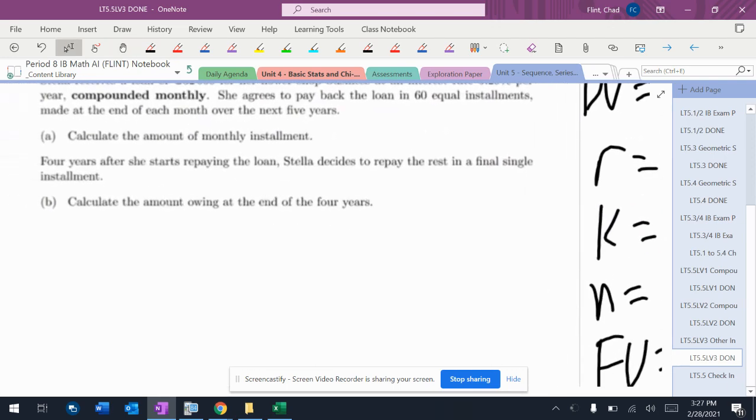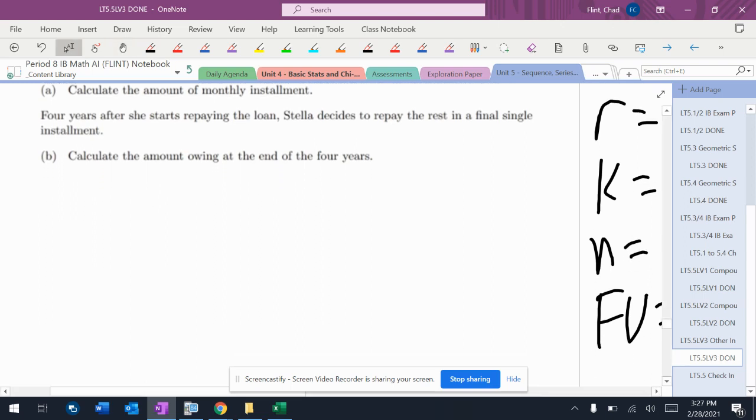So then it says 4 years after she starts repaying a loan, she decides to repay the rest in a final single installment. Calculate the amount owing at the end of 4 years. This is another really common financial question if you take any financial stuff. So what I need to know is what's the future value at the end of making these payments.